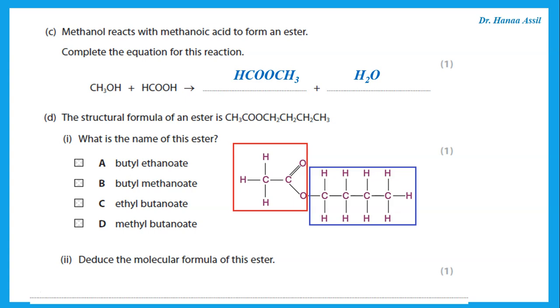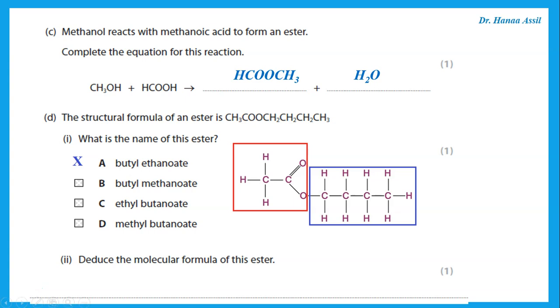Now, when we name, we start with the name of the alcohol. So the part on the right has 4 carbons, that is butyl something. Now, the part that has C double bond O, that's the part that was acid. So this is ethanoate.